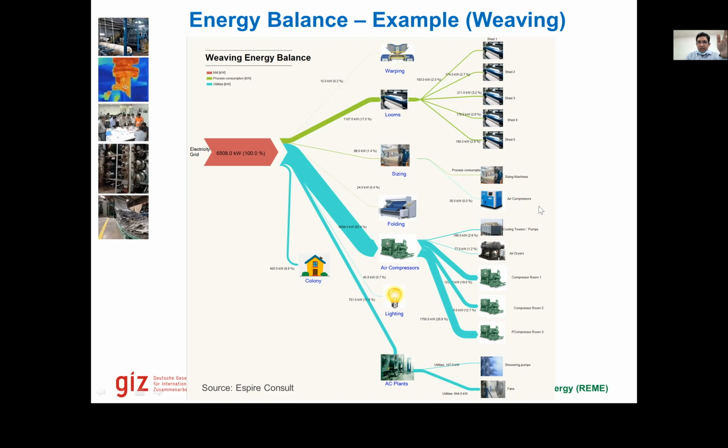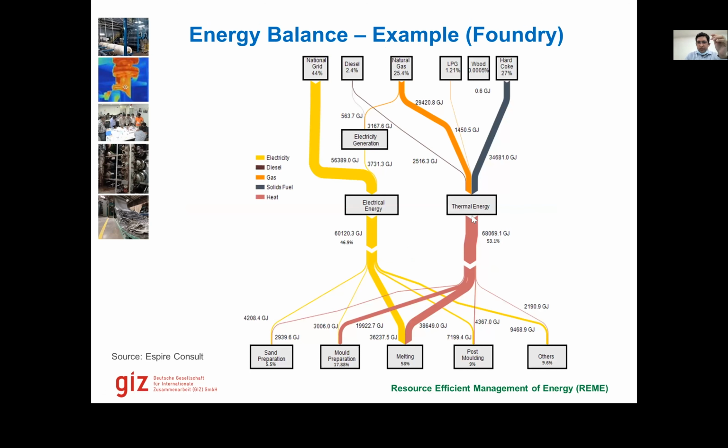Similarly, an example of a foundry unit in Pakistan, which we also did for UNIDO. We can see that they have electrical energy and thermal energy. The most significant energy inputs are electricity from the national grid, natural gas for thermal energy, and hard coke for thermal energy. And these are being used mainly in, you can see, mold preparation, melting, and post molding processes.